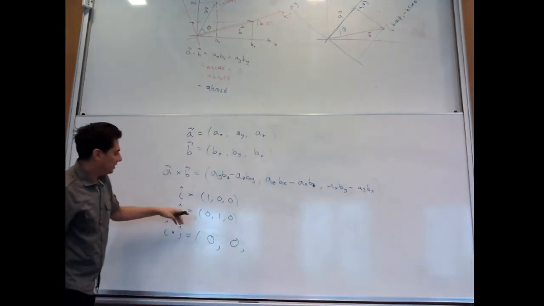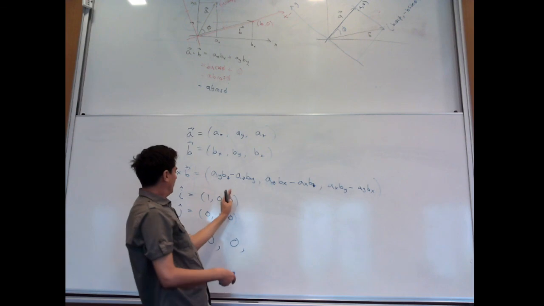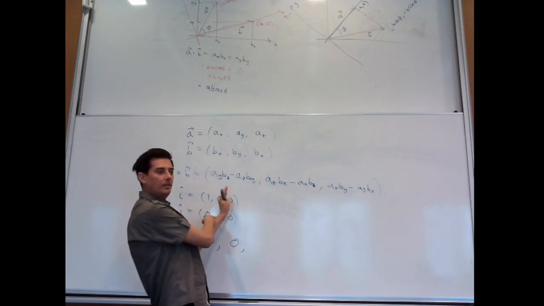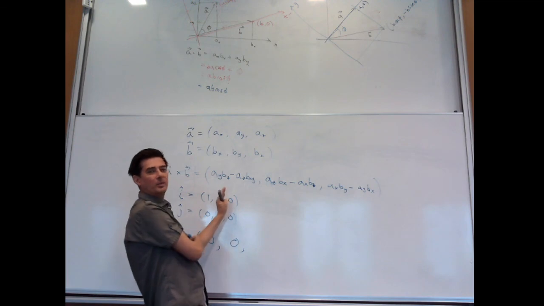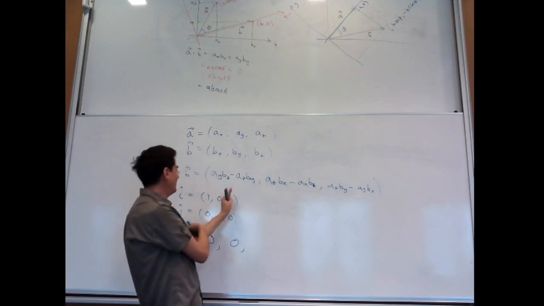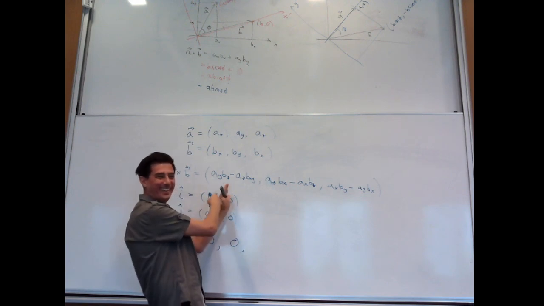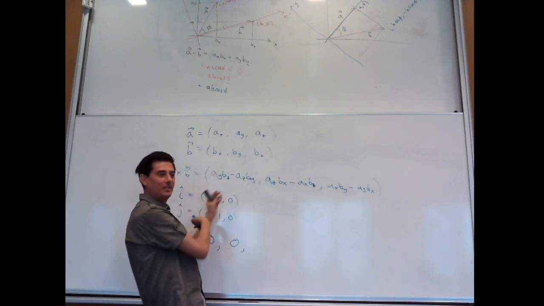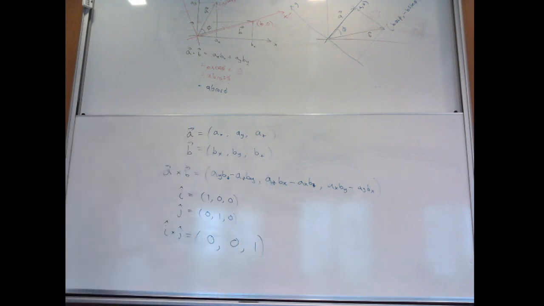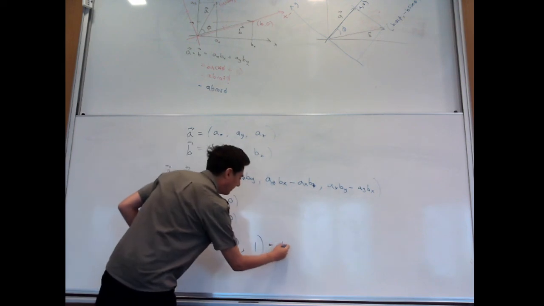Okay, let's just finish this up. So what about this one? We cover up this one, 1 times 1. 1 times 1, come on guys, we're in university, 1 times 1. Minus 0 times 0 is 1, right? Okay, so 0, 0, 1. So this is unit vector k.